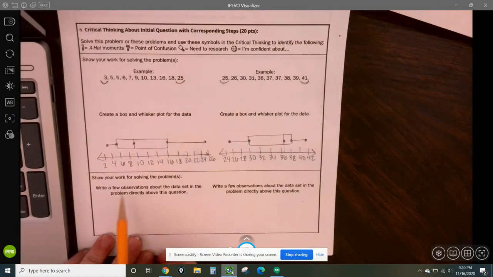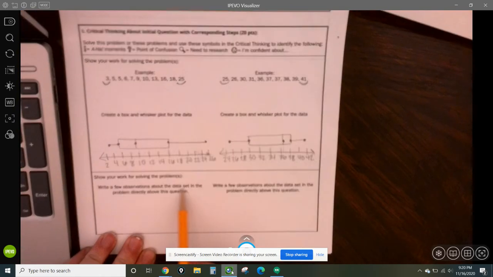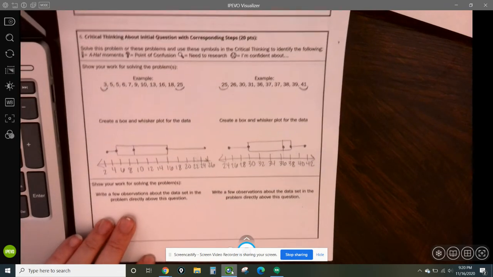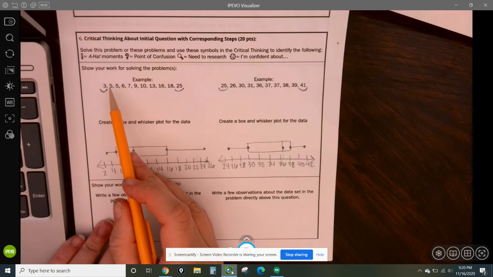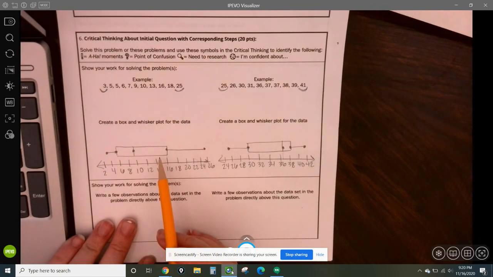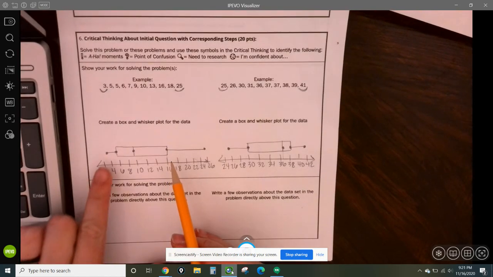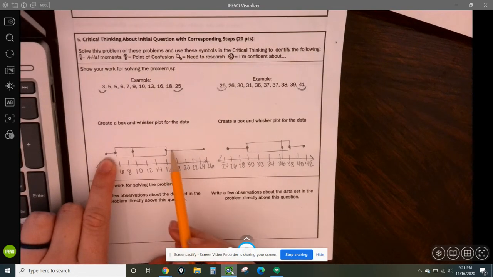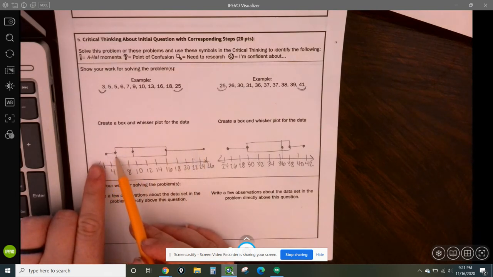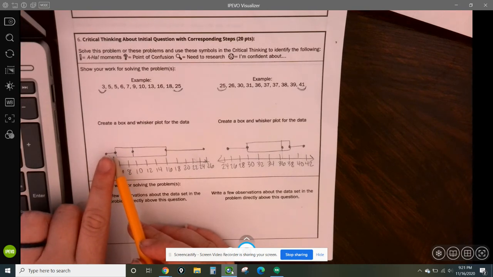Okay, so next, write a few observations about the data set in the problem directly above this question. So a few observations about the data set. If you just look at the numbers, you can make some observations, and then based on the graph, we can make some observations. One thing I noticed is that this whisker is a lot smaller than this whisker. So what this means is that the first quarter of the numbers were all really close to each other.